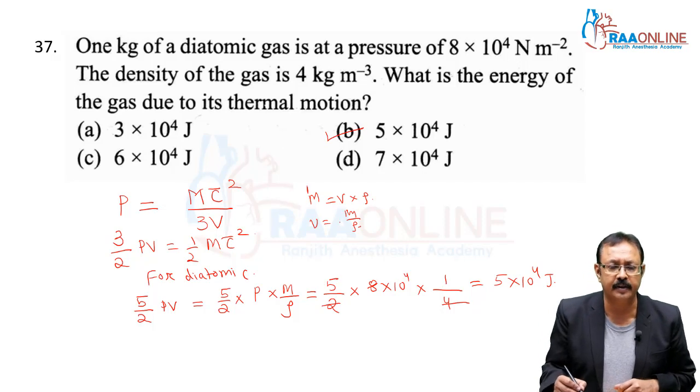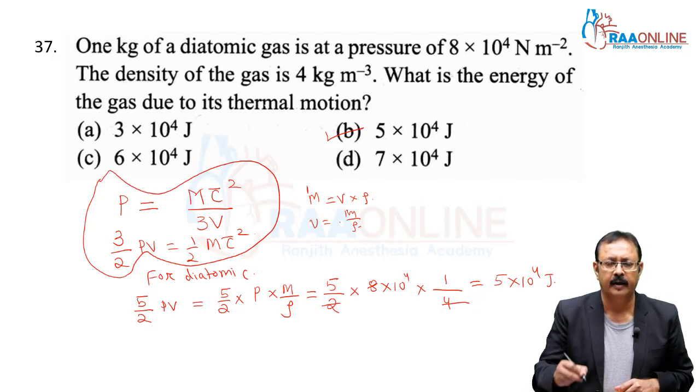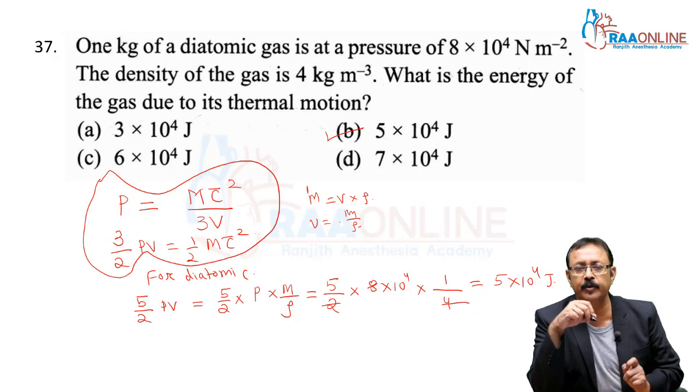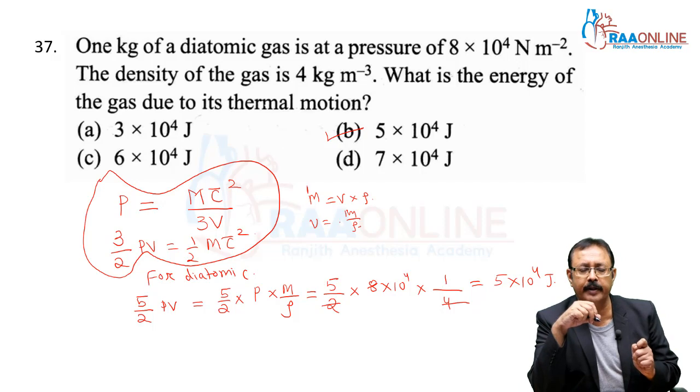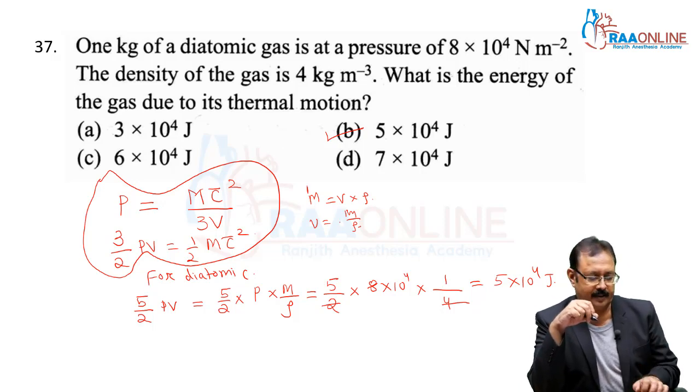Take care of this. These formulas are derived for monoatomic gas. For diatomic gas, we have to replace 3 by 5. For polyatomic gas, we have to replace 3 by 6.